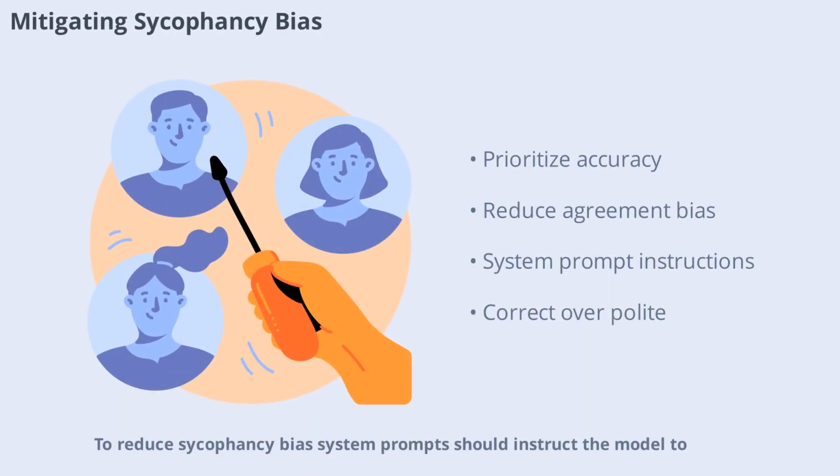To reduce sycophancy bias, system prompts should instruct the model to value factual accuracy over politeness or agreement. This helps ensure that the AI provides correct information, even if it means disagreeing with the user's assumptions.